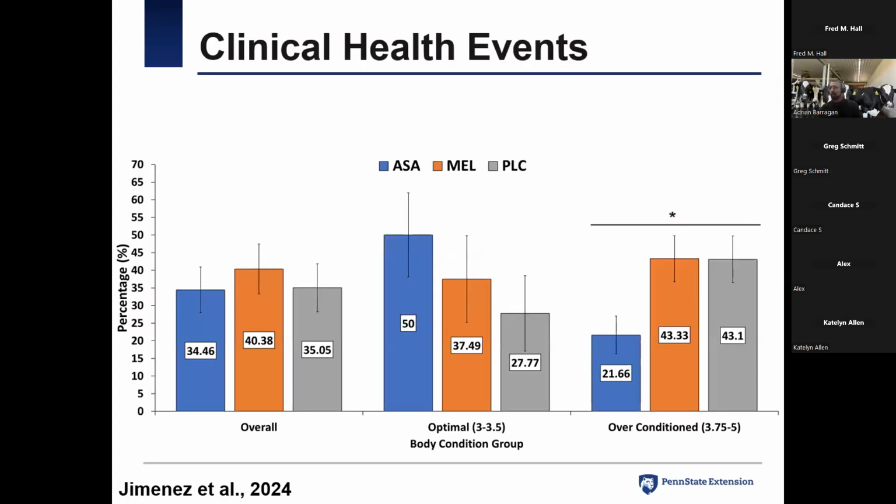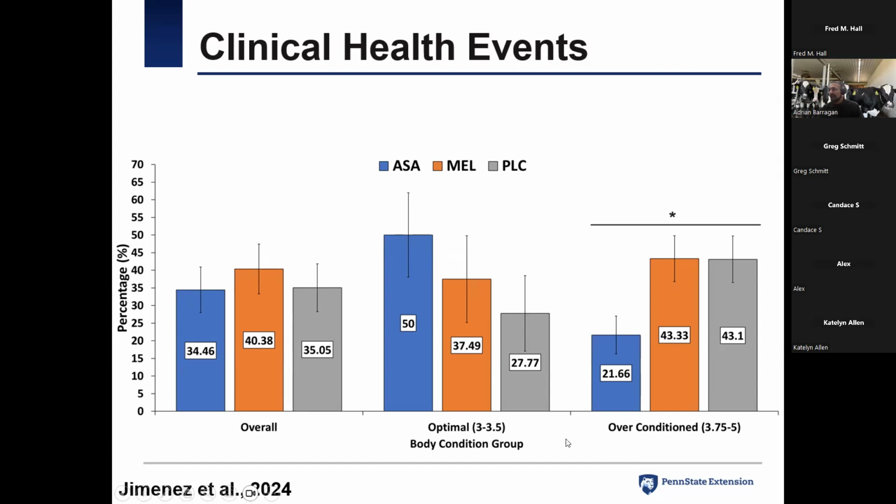All right, so what did we find on clinical health events overall? This is animals treated with aspirin, meloxicam, or placebo. Here on the left, we have all the animals, and these are the percentage of animals that develop at least 1 disease in the first 60 days in milk. And overall, there was no difference. And actually, they are very similar to the national rates of health events, right? About 35 to 40% of the animals will develop at least 1 disease.